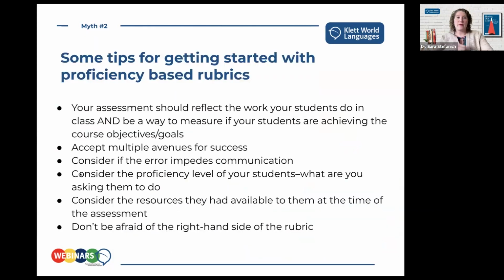And so if you have worked with proficiency or holistic-based rubrics, and have maybe come up against this with colleagues or friends or anybody saying, yeah, but grades are inflated and they're hard to use, and those types of comments, I've got some tips for you here. So first and foremost, we should always keep in mind that our assessment should reflect the work that our students are doing in class and be a way to measure if our students are achieving the course goals and objectives. So if you're giving a proficiency-type holistic project or something that they're doing and turning in, but your class has been very grammar focused, then there's a bit of a disconnect there, or vice versa maybe. And so we want to make sure that lines up.